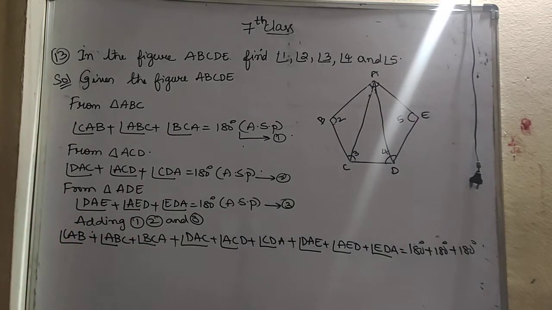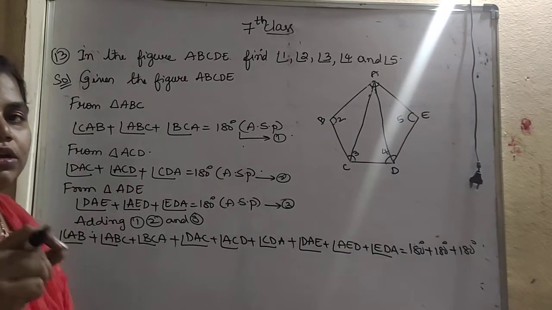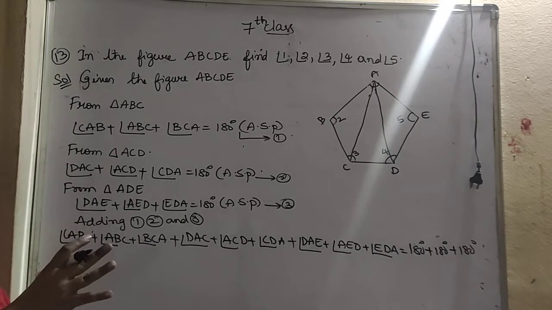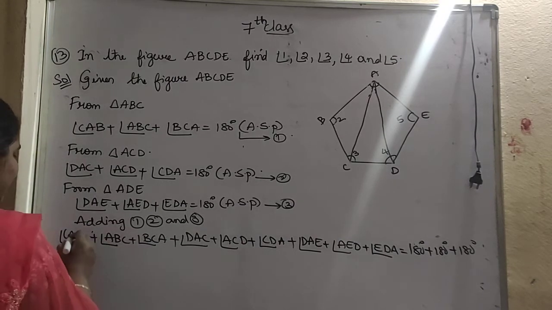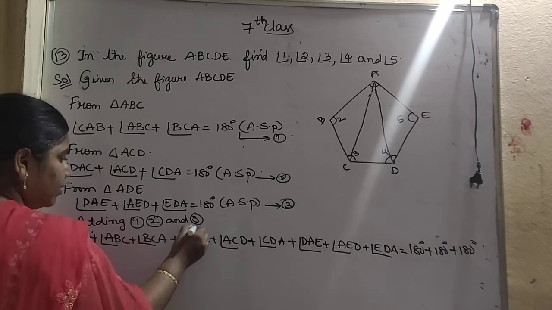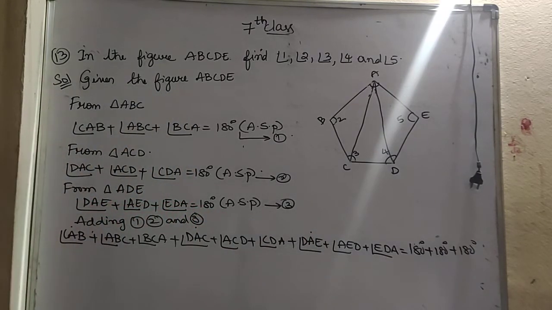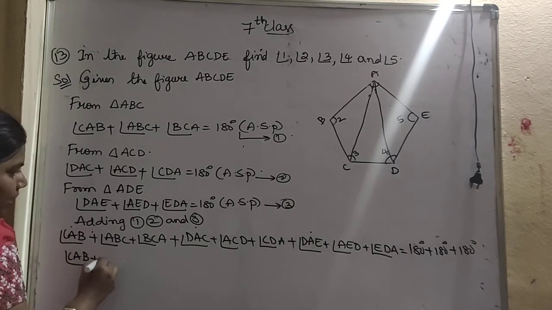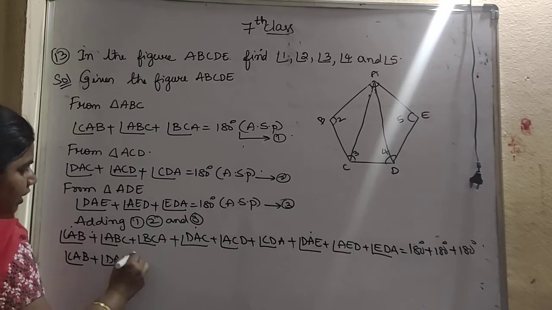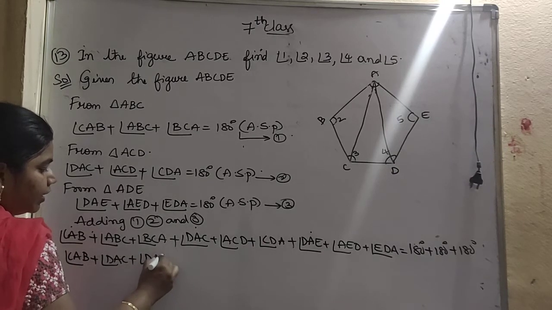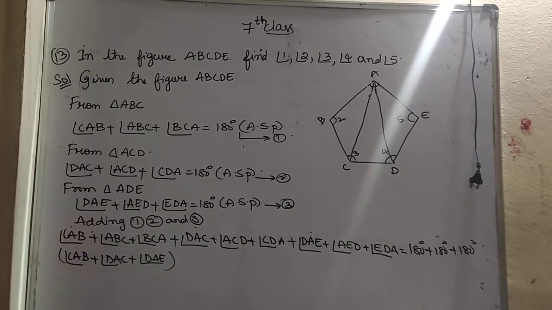So now, already I told you the middle alphabet will represent the angle. So first I am taking angle A. So where are angle A's? A and this is A. So these all three angles I am bringing together. So that is CAB plus angle DAC plus angle DAE. So these all are angle A values.